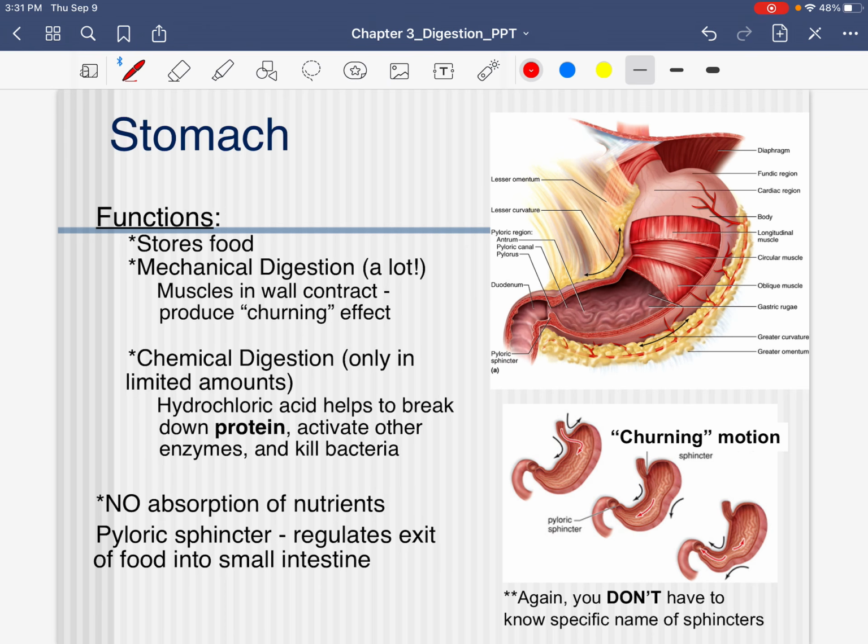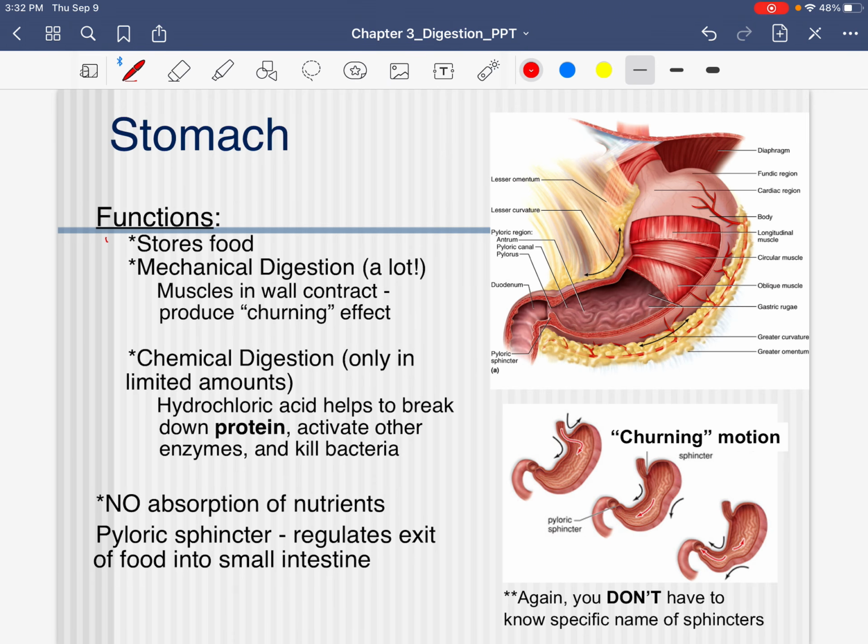All right, so we talked about the structure, that it was J-shaped, that if you look up close on its walls, of course, there's smooth muscle, but we also have these depressions called gastric pits. And those gastric pits contain cells that secrete enzymes as well as hydrochloric acid for us.